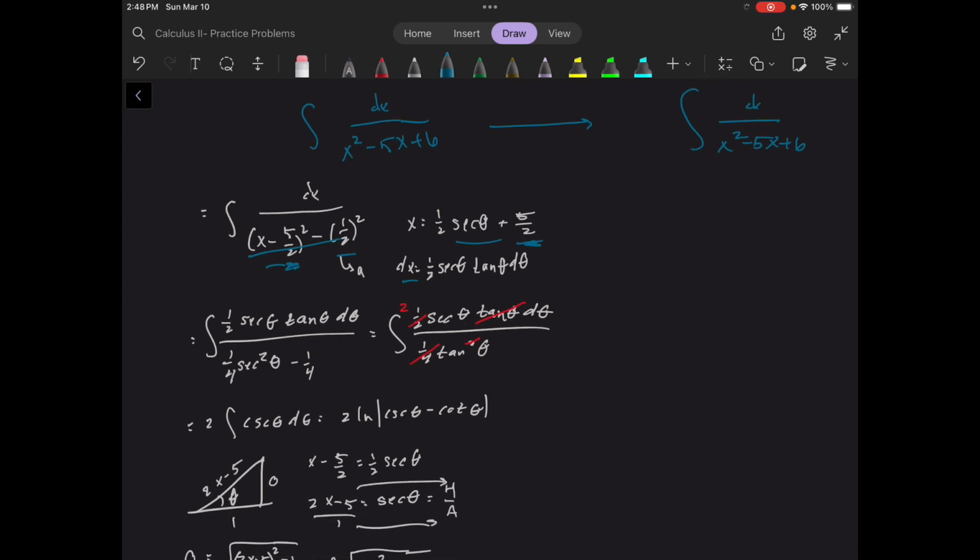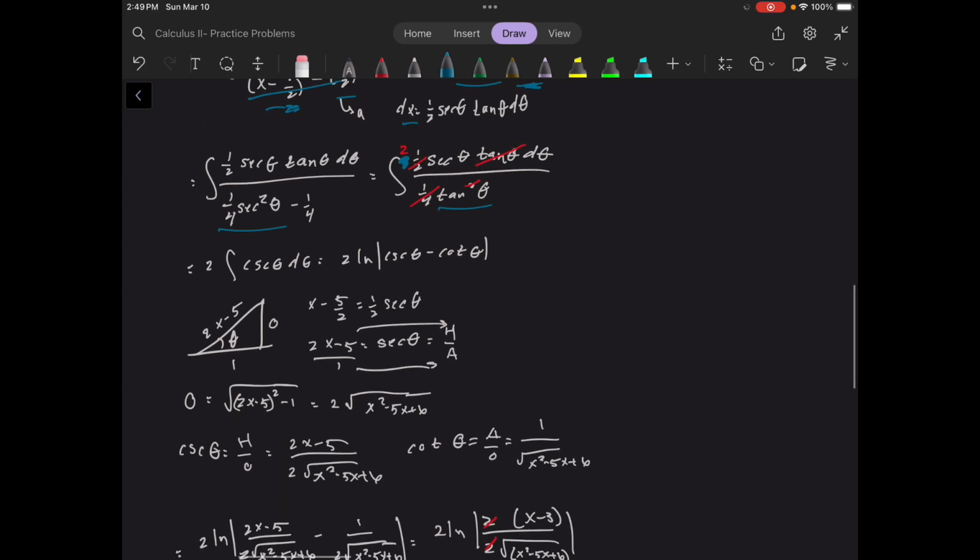And then the denominator turns to this, you factor out the 1/4, and the secant squared minus 1 that's left becomes a tangent. The tangents cancel, the 1/2 and the 1/4 cancel to make a 2 on top. Finally, you just have 2 integral cosecant theta. Secant over tangent becomes cosecant, right? And then we have the integral of cosecant d theta turns to 2 ln cosecant theta minus cotangent theta.